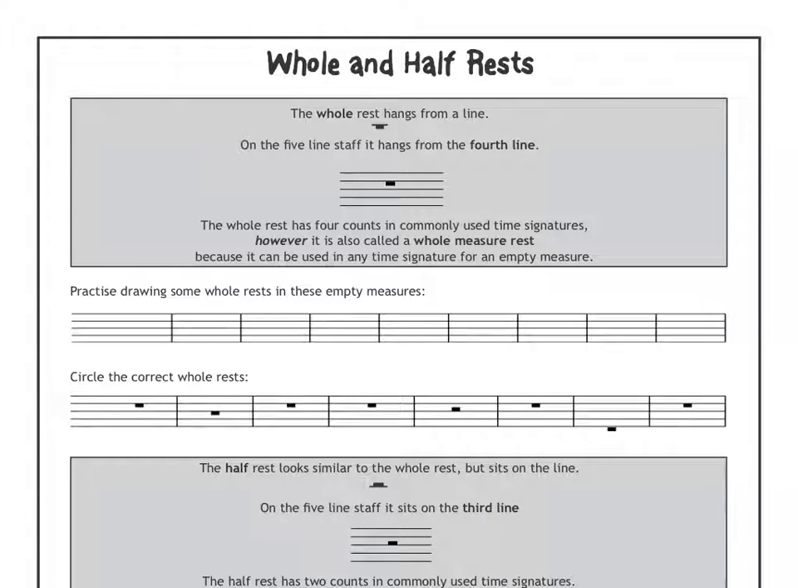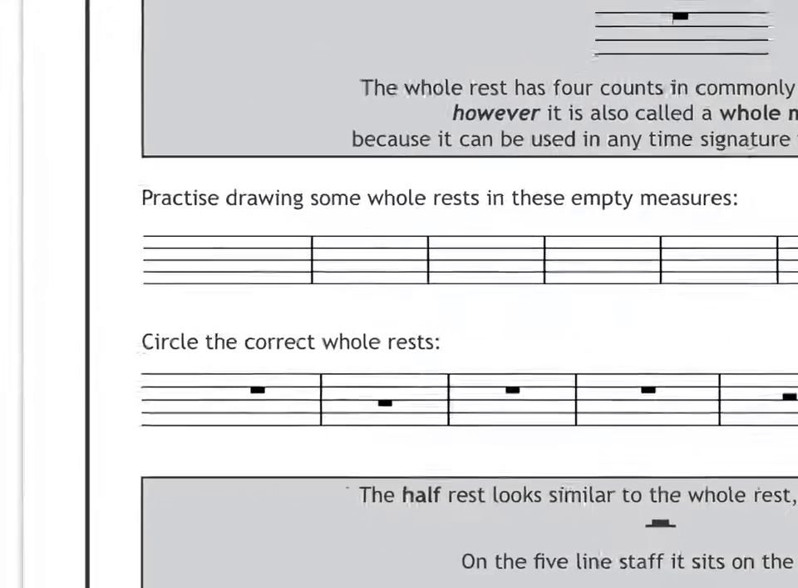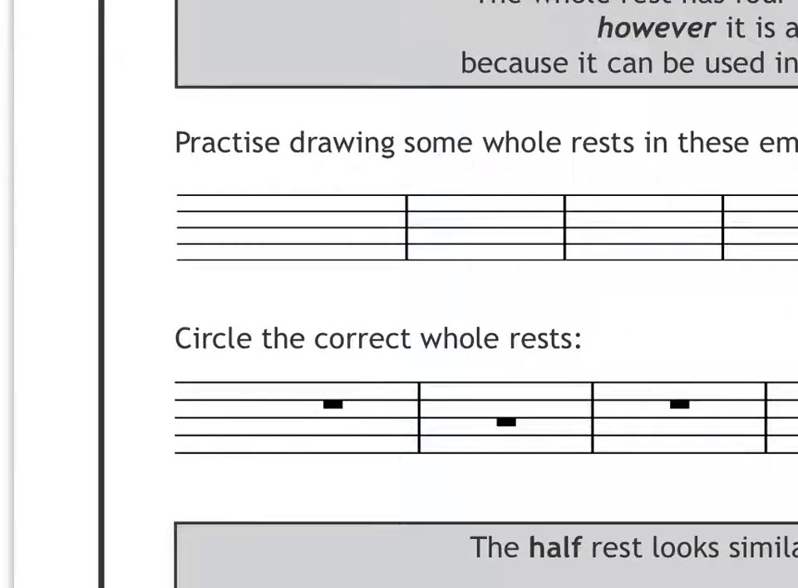Just because a whole rest technically gets 4 beats, it is also a universal symbol for a full measure rest. So you could put a whole rest in 2/4 time. You could put a whole rest in any time signature, and it just doubles as representative of a whole measure rest. So when you need to practice drawing some whole rests in these empty measures, just remember that you're hanging below the 4th line. So you need to be here, something like that would look good. Okay, and you can carry on, just practice drawing a few of those.